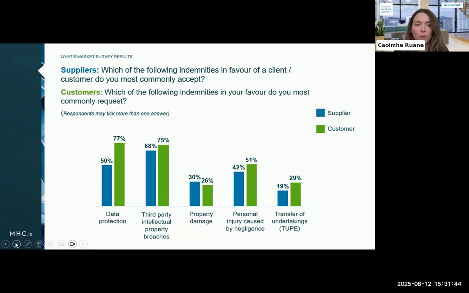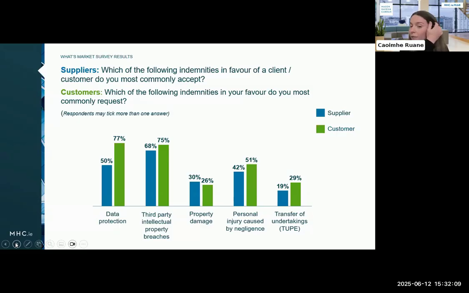So a pretty big jump on both sides of that. Then turning to indemnities for third-party IP breaches. The data shows us these are pretty standard year on year. You can see on the customer side, about 70% of customers will seek these from their suppliers. This is the same position as last year. It has slightly gone down for suppliers, though, from 75% last year to 68% this year.